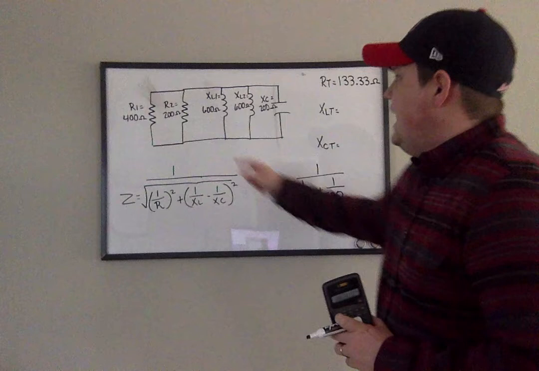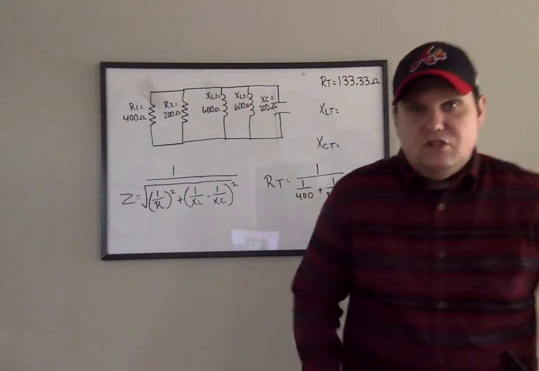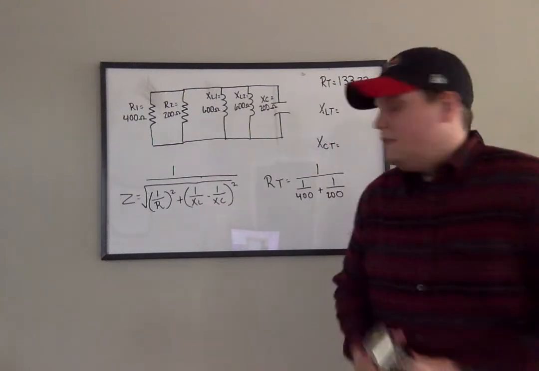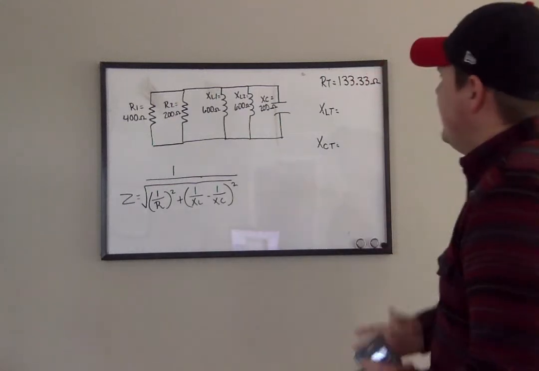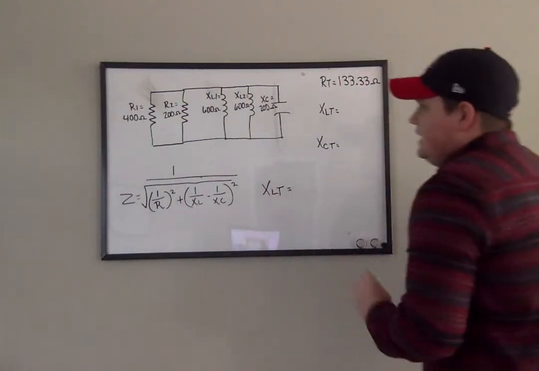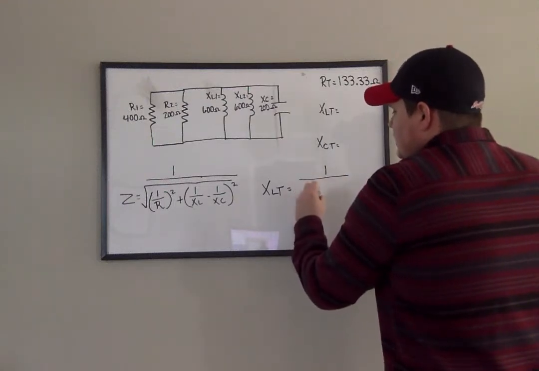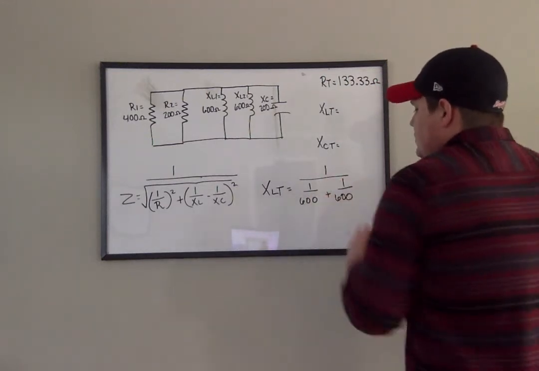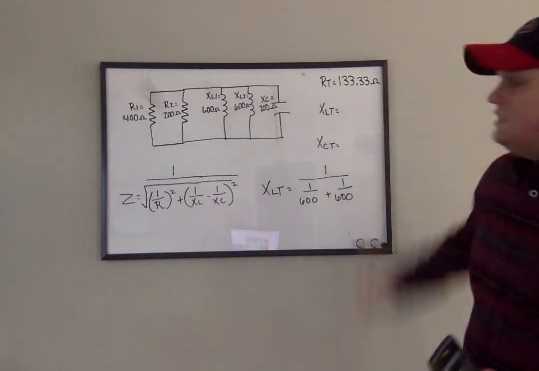Now look at what we have next. We have 2 inductors that are in parallel with each other, with an inductive reactance of 600 ohms each. So now, what we want to do is do XL total is equal to 1 divided by 1 over 600, which is XL1, plus 1 over 600, which is XL2. And that's going to give us our total inductive reactance.